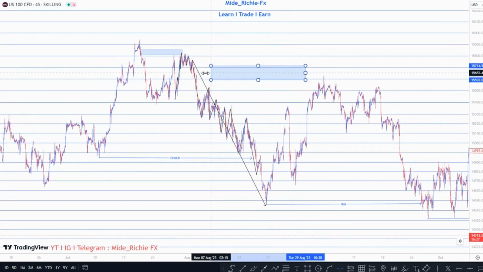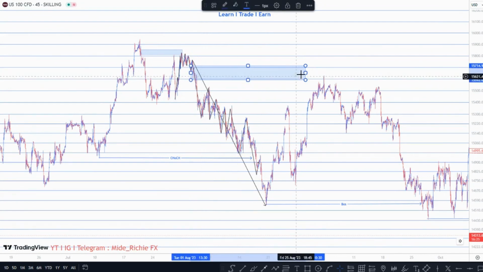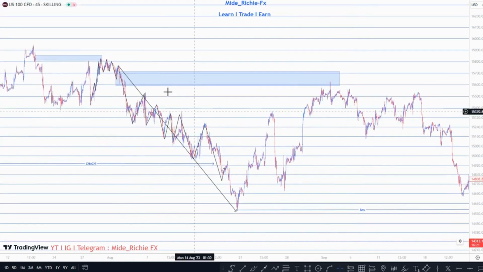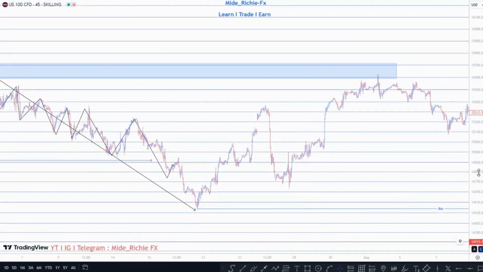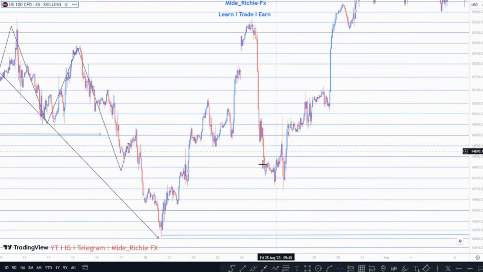Okay, that's basically somewhere around here. So let's see how the market behaved before it reaches this point. You guys can see that this structure right here is very much still bearish.